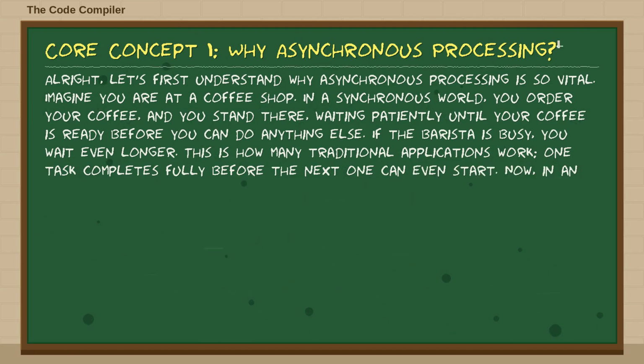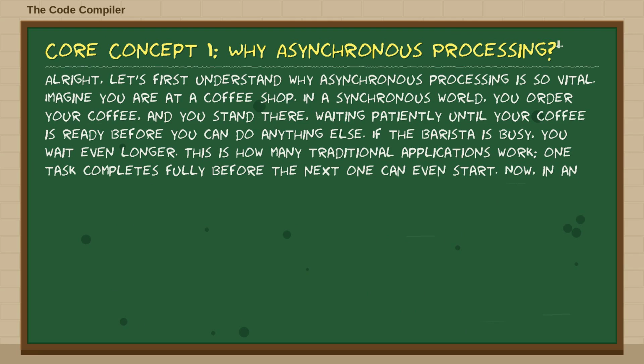Now, in an asynchronous world, you order your coffee, and while the barista prepares it, you can go find a table, check your emails, or even order a pastry. You are not blocked. You get a notification when your coffee is ready.